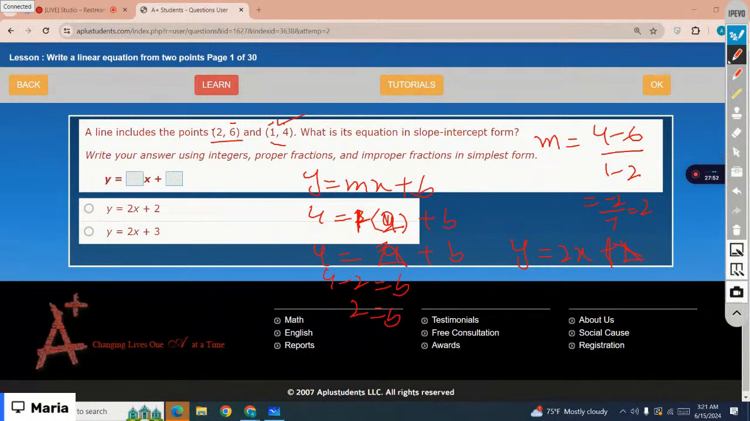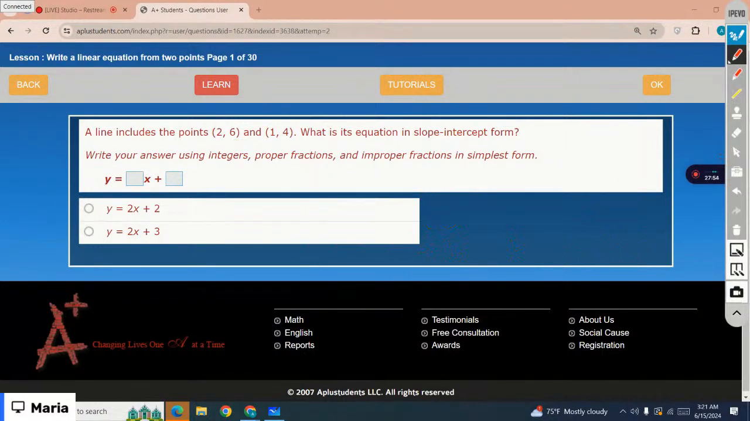The correct option is y equals 2x plus 2. Option number 1 is the correct option. Got it? The next one we'll do on board.